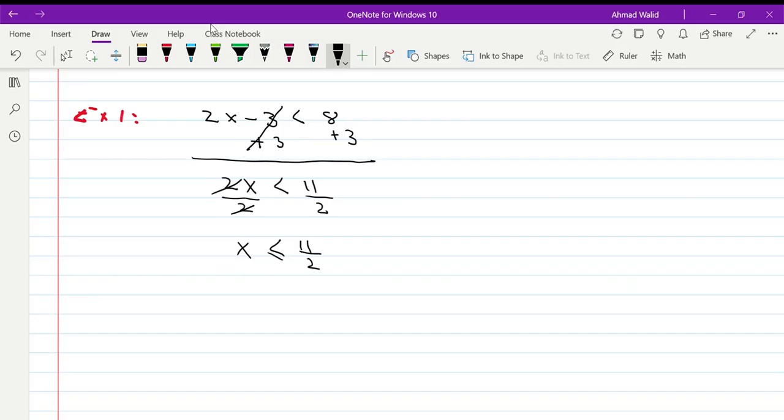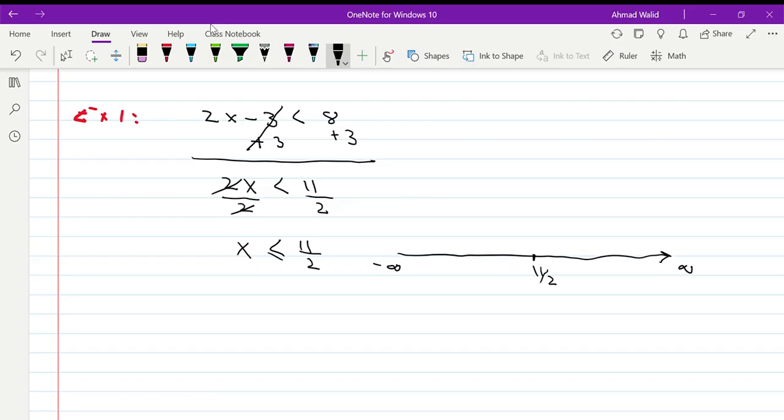I'm not satisfied with this answer. I have to show it on the number line. This is infinity. This is negative infinity. I don't care about the exact value of 11 over 2, which is 5.5, right? 5.5. Just mark 1 point on your number line as 11 over 2.